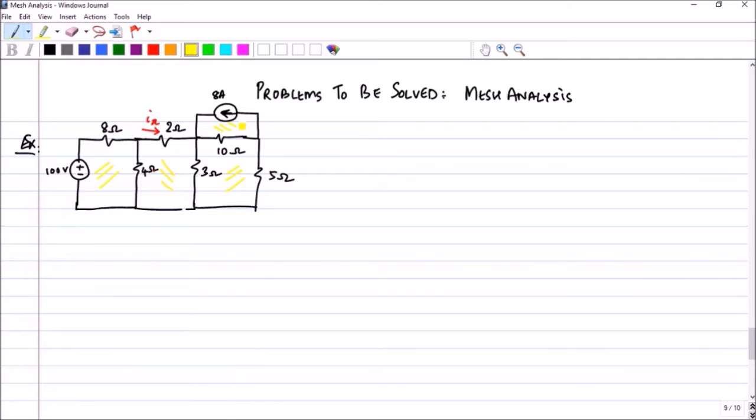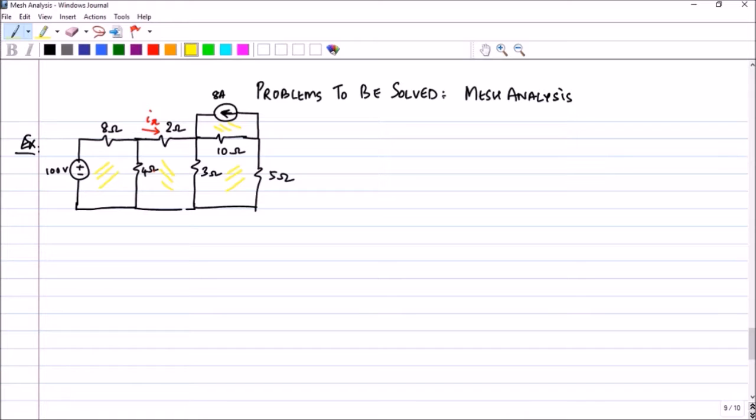So when you see this problem, clearly you will have a tendency to directly put the super mesh here because you are having a current source here. But it is not always the case because you need not use it always because the objective is to find Ix.